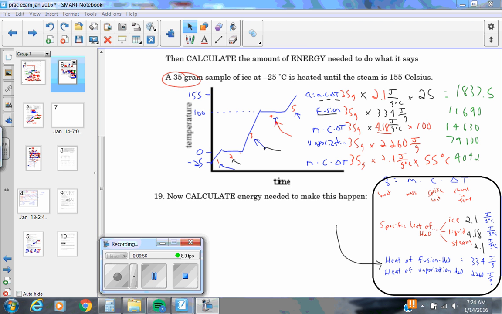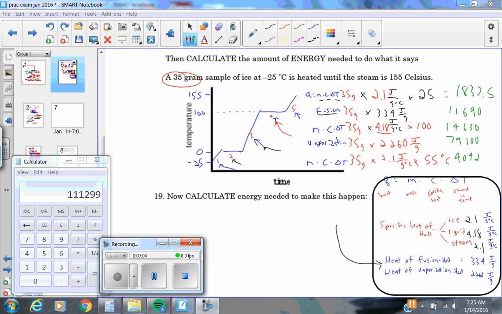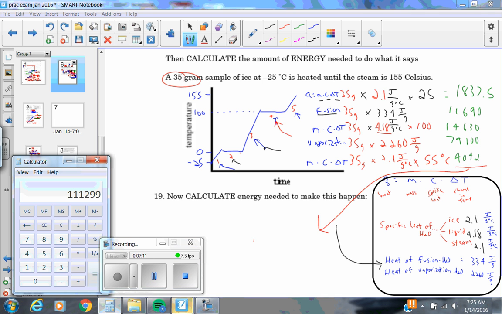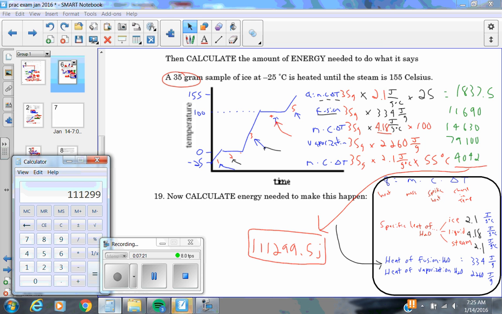I pressed pause, did the calculations. Somebody better check them to see if I did them right. If I add all of these things together, and I'm going to put this down here, I got on my calculator 111,299.5 joules. Really not very confident about that one. If somebody finds that I made a mistake on that, that wouldn't surprise me. Let me know.